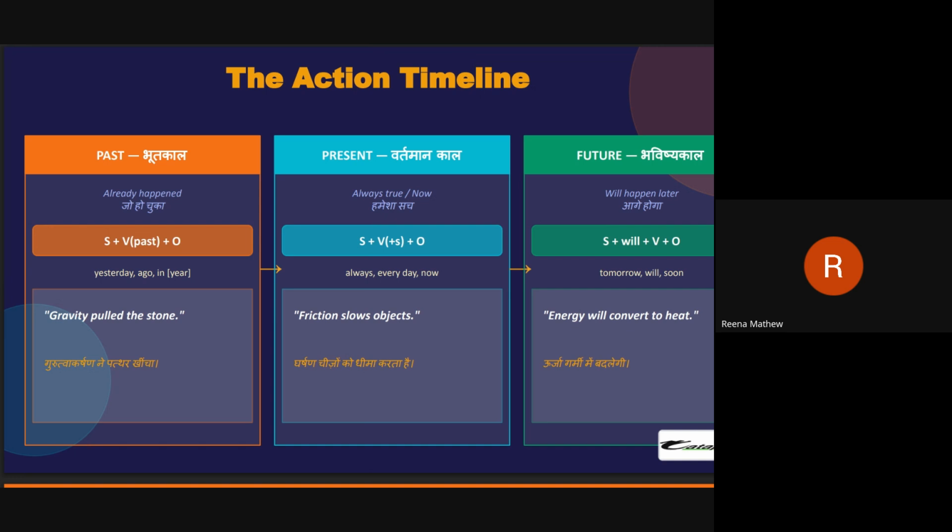Okay, now we have the present tense. That is something that is always true. For example, scientific facts are always in the present tense. Okay, always true. Present tense is vartaman kaal. So you use subject, verb, and with the verb you have to add s and then the object. That is, friction slows objects. So here you added s with the verb.